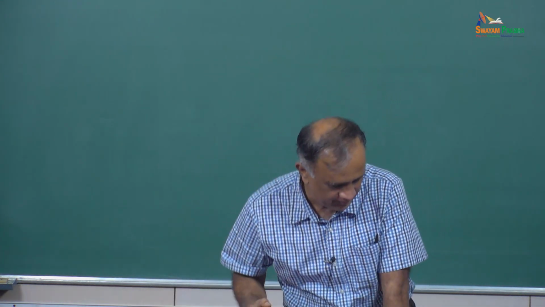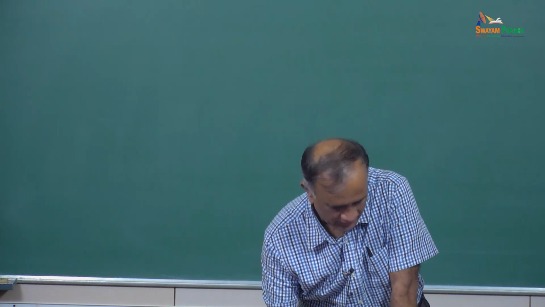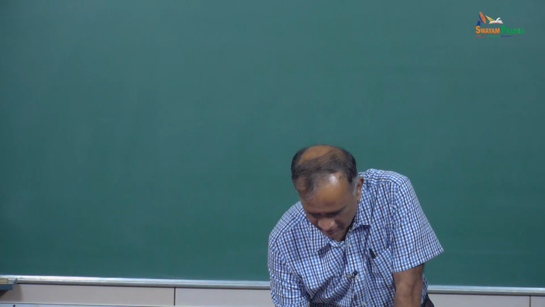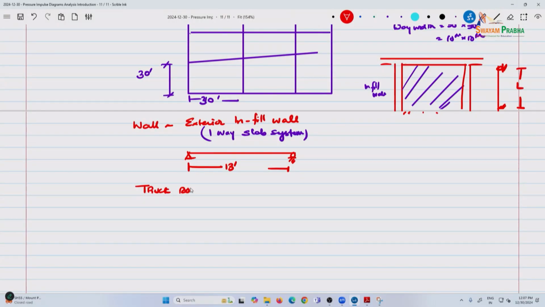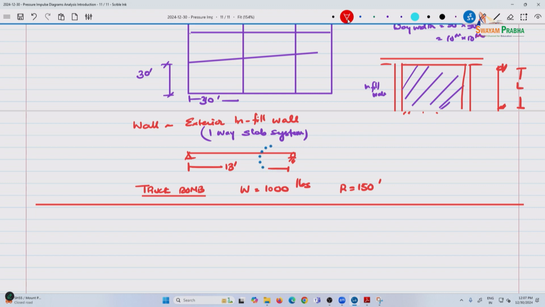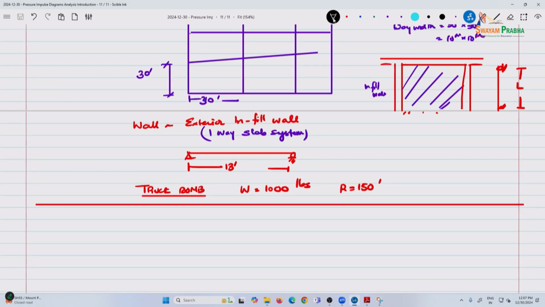So, a one-way slab system, this is 13 feet and it's a truck bomb, and say W equal to 1,000 pounds, R is equal to 150 feet. I know if you're mechanical, you have not perhaps seen this, but try to follow as best as you can. I'll outline each and every step.